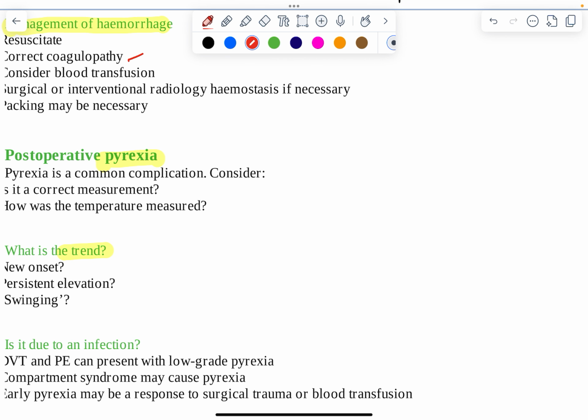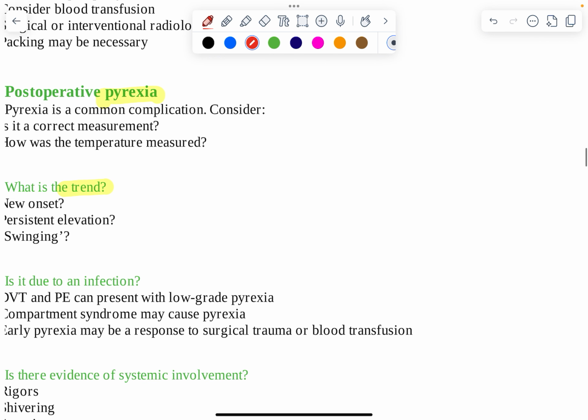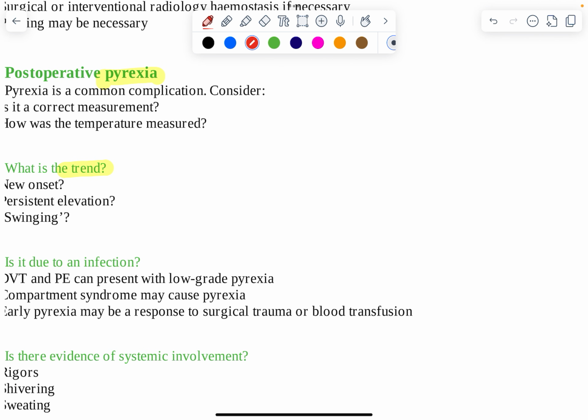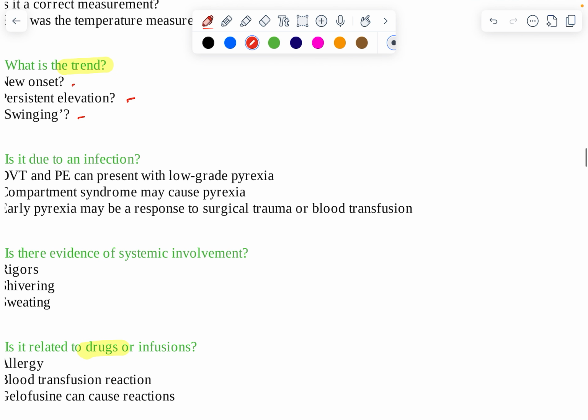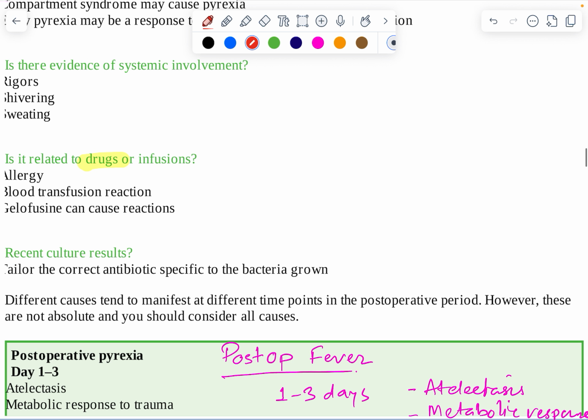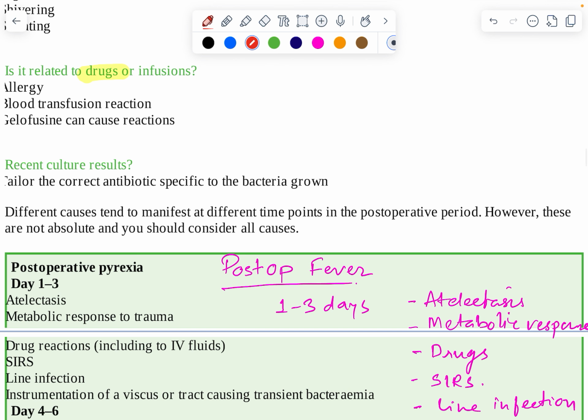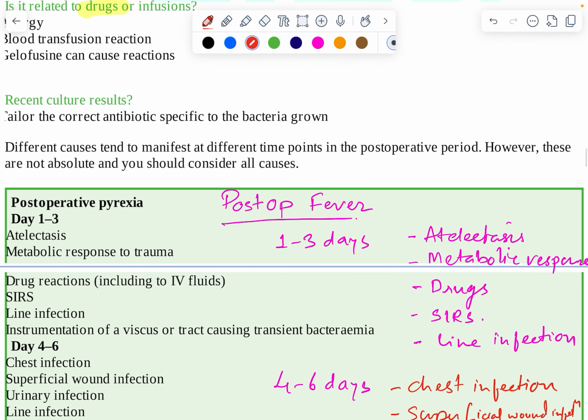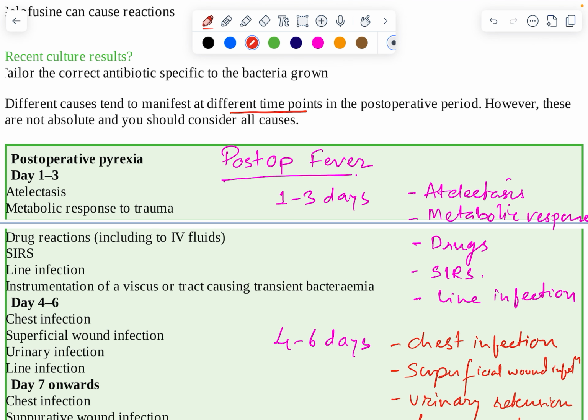Post-operative fever is a common complication. Consider whether it is correctly measured, how the temperature is measured, and what the trend is, whether it is a new persistent elevation or swinging. Is it due to infection, deep vein thrombosis, low grade pyrexia, compartment syndrome? Is there evidence of systemic involvement, rigor, or shivering? Is it related to a drug? Consider recurrent cultures. Different causes tend to manifest at different time points, so these timelines are important for post-operative fever.